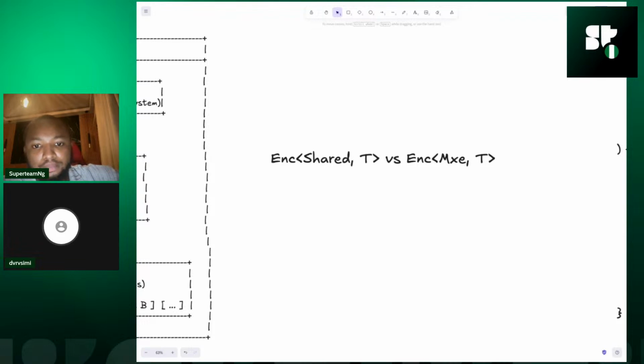So internal state, say you want to keep something internal and sort of centralized, where even the users do not have access to it. Then you want to use an MXC type.